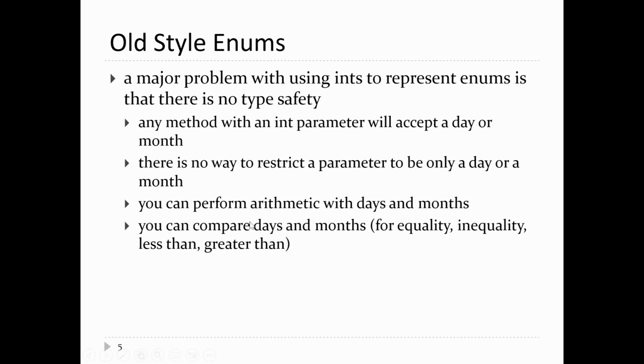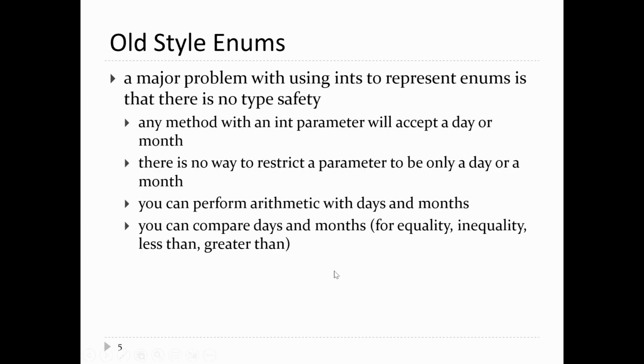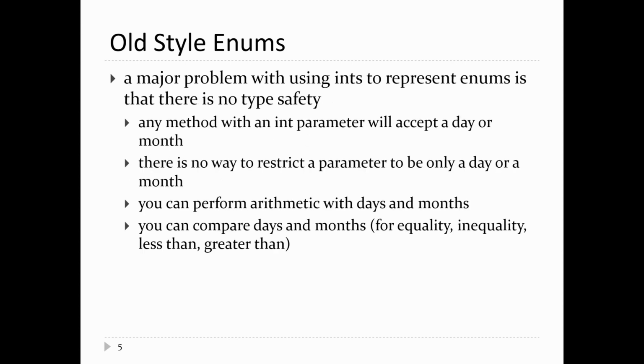You can do stuff like perform arithmetic with days and months, which might be useful in some cases, but it's nonsensical in other cases. So for example, I can add Sunday to March, or I can take the square root of December, none of which makes any sense. The last one is also useful though. One of the advantages is that you can compare days and months for equality, inequality, less than or greater than, because you're just comparing ints. So Monday is greater than Sunday, so you can interpret that as Monday comes after Sunday. March is greater than January, March comes after January in the year. So that's actually an advantage.